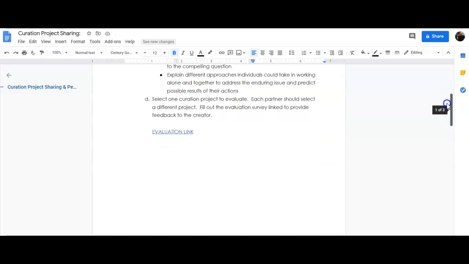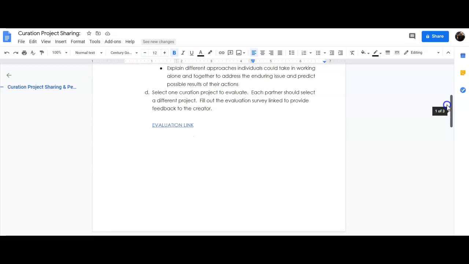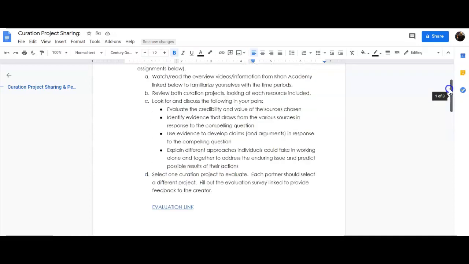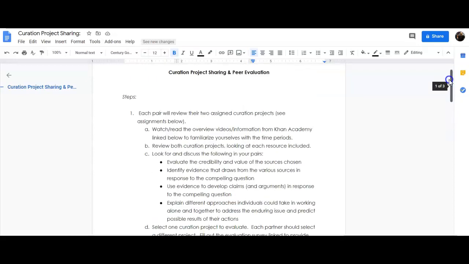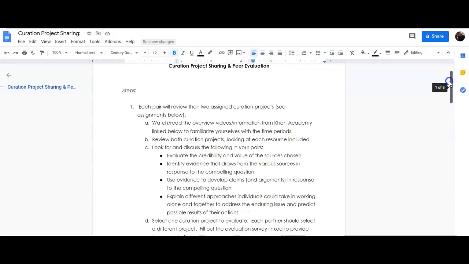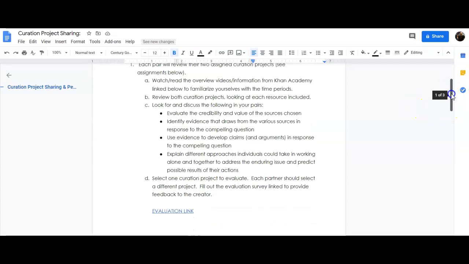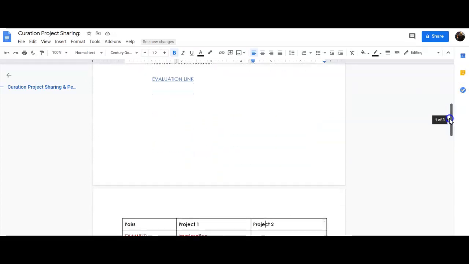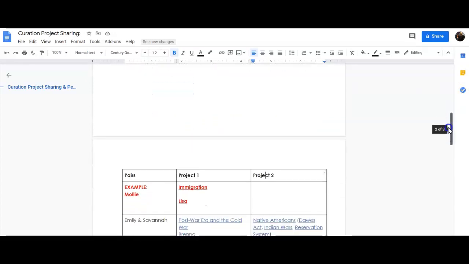So I'm going to take you through this process with a sample just to show you what to do. So we're going to pretend that my daughter Molly and I are in pairs together today, and we are going to read or watch the Khan Academy information linked. So if you go down to the links, here are the pairs. For the example, I just put Molly here. We'll just pretend Molly and I are both in a group together, and we're going to look at the curation project that I made on immigration.